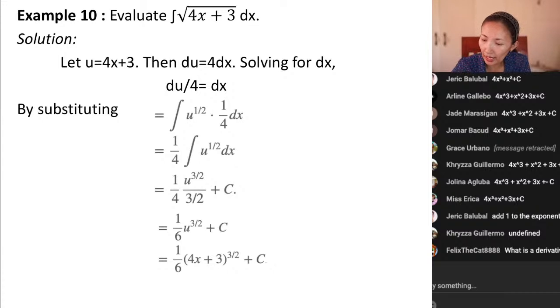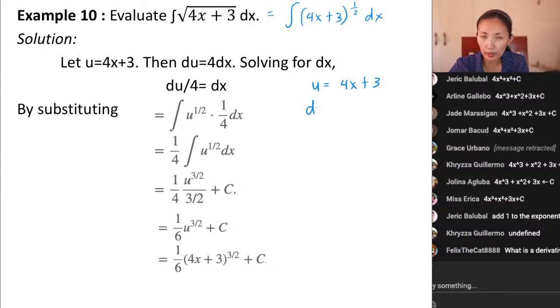Take note that this could be written as 4x plus 3 raised to 1/2. So, we let the quantity inside our parenthesis be u. So, let u be equal to 4x plus 3. Now, differentiate u with respect to x.